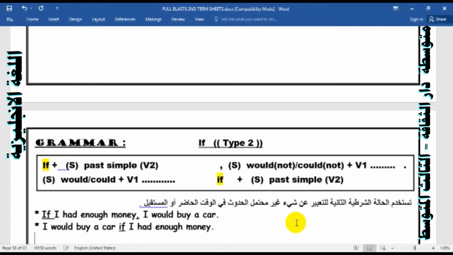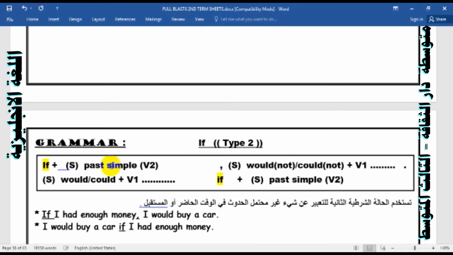If type 2, في الحالة الثانية we can use if at the beginning of the sentence or in the middle. يعني نقدر الرجالة نستخدم if في بداية الجملة وممكن نستخدمها في الوسط بين الجملتين. If type 2 must be followed by past simple. يعني الجملة اللي عندنا الأولى الرجال اللي هي بعد if اللي احنا بنسميها if clause it must be past simple. لازم تكون ماضي بسيط. What's the past simple? Past simple is verb 2.